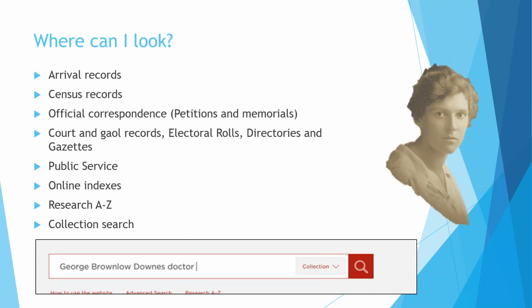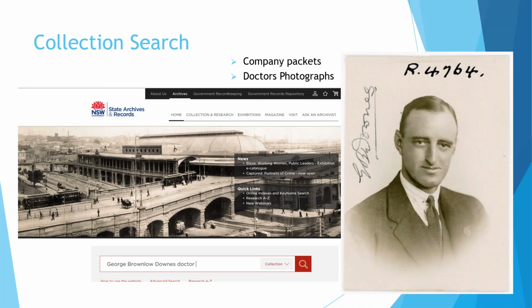Now, the final options: we've got only a handful of named indexes attached to collection search, but it does work for doctors. So that is actually a very interesting exception. You can write the name of the person, George Brownlow Downs, doctor, and it will lead you through to a photograph that you can see online.